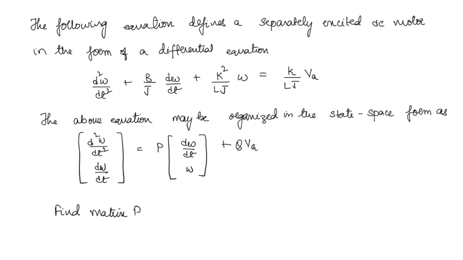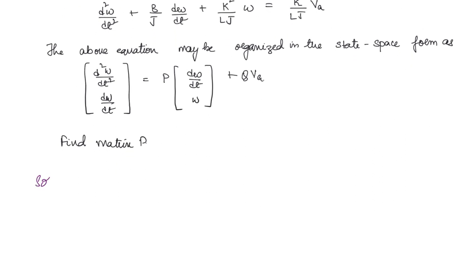The next question we have: the following equation defines a separately excited DC motor in the form of a differential equation. d squared omega by dt squared plus B by J d omega by dt plus K squared by LJ omega is equal to K by LJ Va. The above equation may be organized in the state space form as follows. Find the matrix P. So now this is the state equation that is given. How do we find the matrix P?